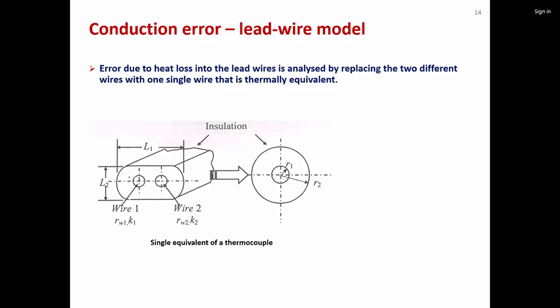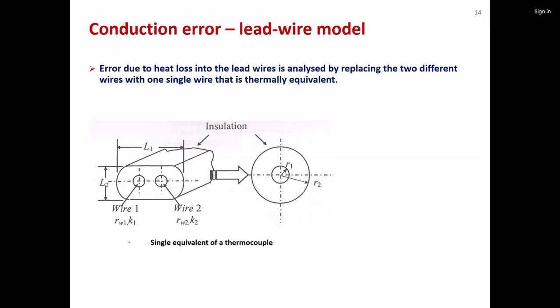So typically, if you cut a thermocouple wire, this is how you see. Okay. So you have wire 1 and wire 2. These are basically circular wires. One is N type, one is P type. And these are encapsulated in this plastic. So this is basically an insulating material. And these are wires. So you cut the thermocouple wire. This is what you are going to see.